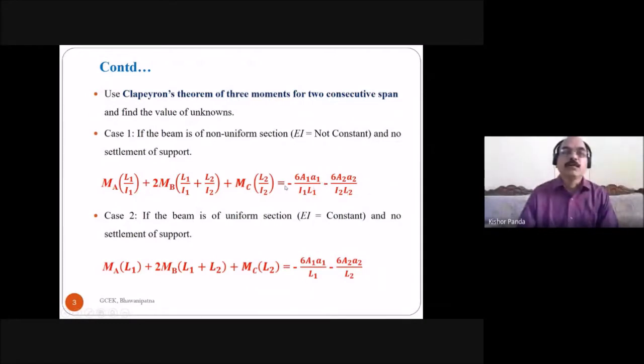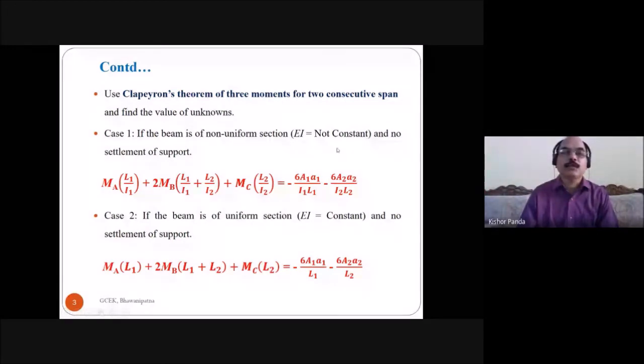And you use this formula when a beam is of non-uniform section, EI is not constant, and no settlement of support takes place. And this is case 2: if the beam is of uniform section, EI is constant. Uniform section means EI is constant, meaning I1 is equal to I2, with no settlement of support.